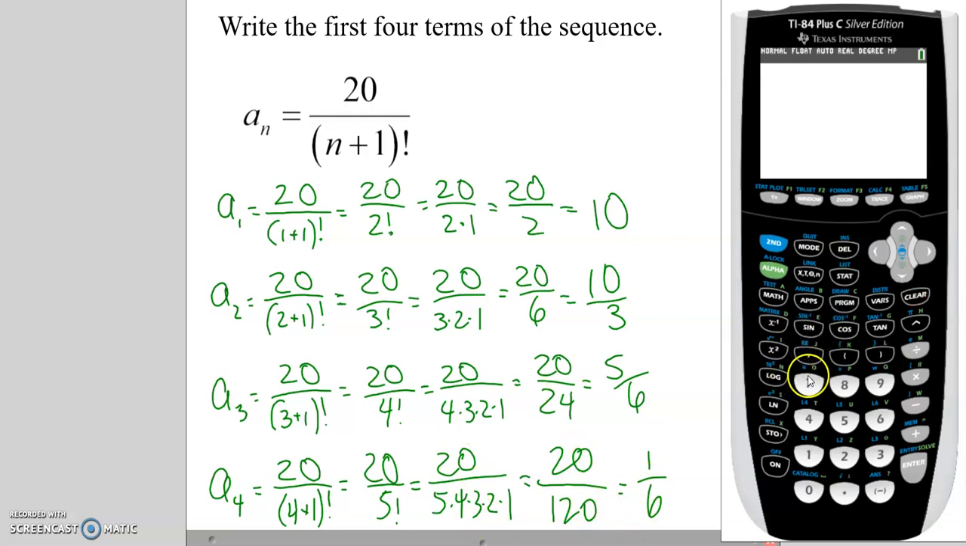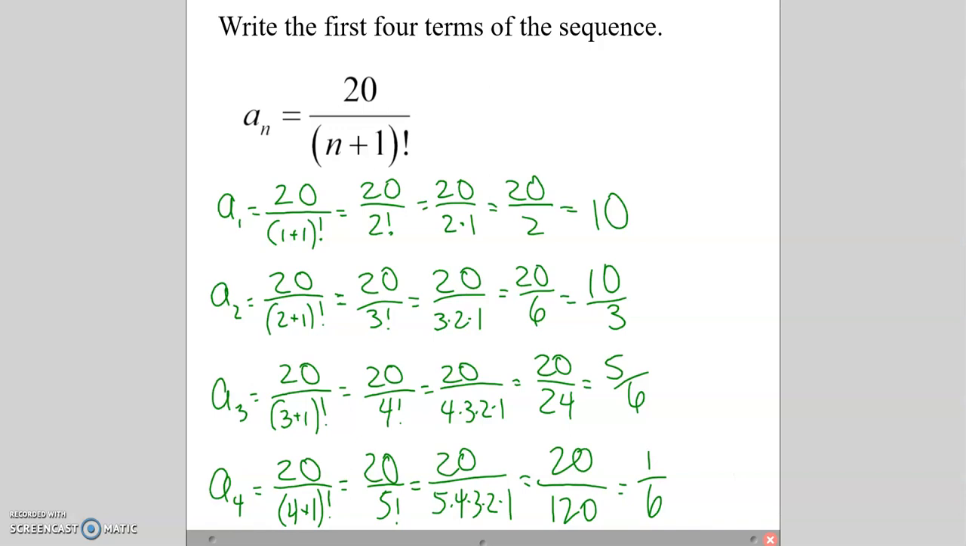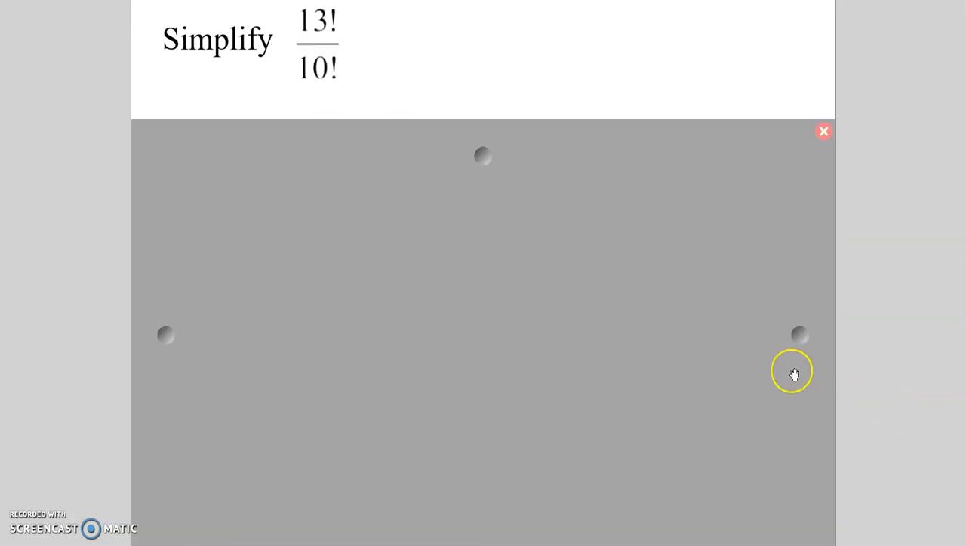Now there is a factorial button on your calculator. So if you want to find, let's say, 4 factorial, you can type 4, go to math, so you hit the math button, then you go over to this option right here that says probability, and you can see that option 4 right here is the factorial operation, and then your calculator can do 4 factorial. Ta-da!